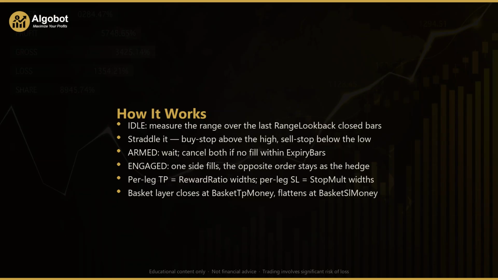Sitting above all of this is a basket money management layer that runs on every tick. It adds up the floating profit and loss of every open leg together. If that combined figure reaches the basket take profit amount, everything is closed and the cycle restarts. If the combined floating loss reaches the basket stop loss amount, the whole book is flattened. That basket stop is the firm's ceiling on risk, and a strong one-way trend after a hedge has formed is the scenario it is designed to contain.